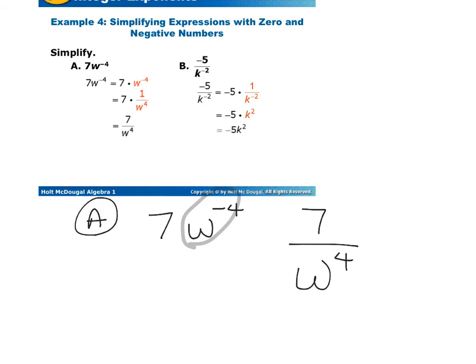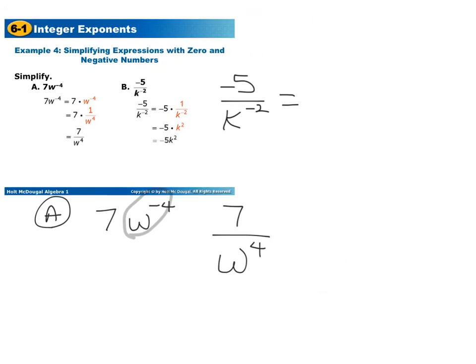Okay, then on part B, notice that the k has a negative exponent. To make it positive, we're moving it to the top. The 5 is already positive. It's a negative number, but it's got no exponent. So it's staying where it is, but the thing that's negative has to go to the opposite spot of where it is. So to make it positive, you move it to the top.